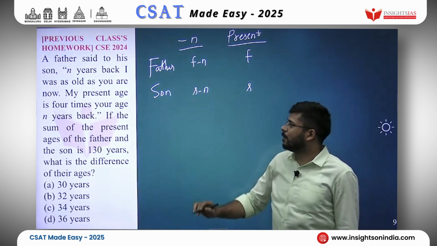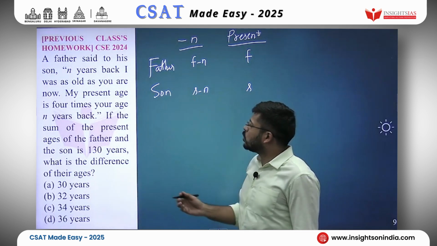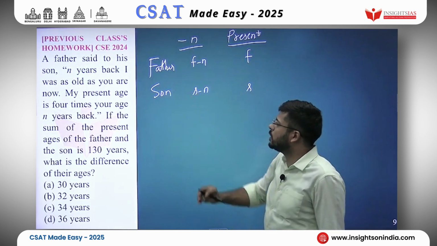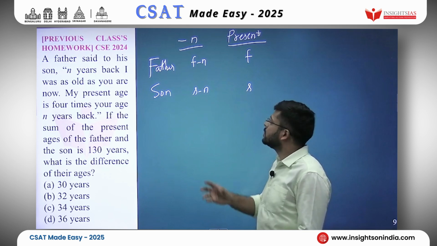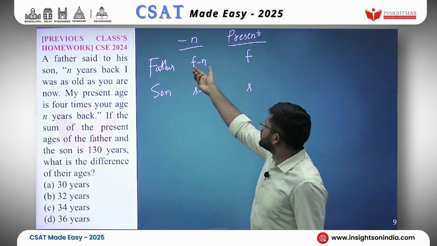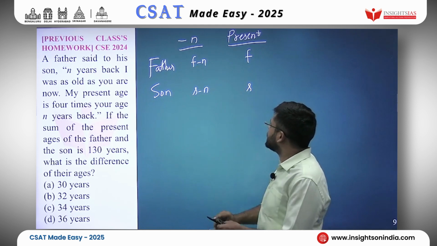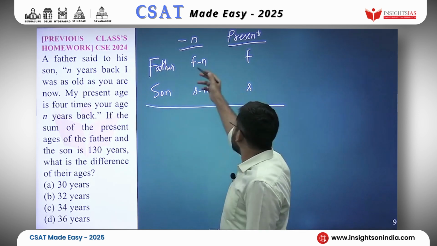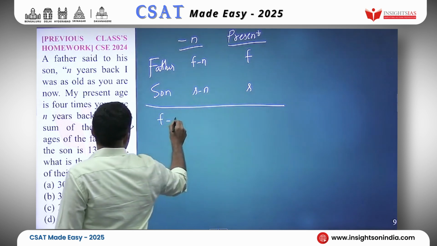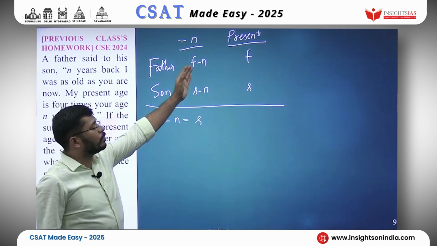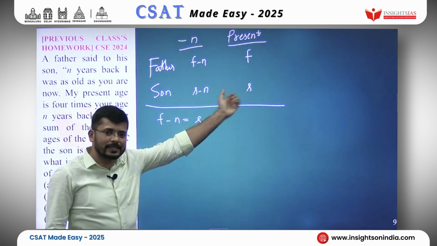Now let's read the statements. N years back, I was as old as you are now. Who is saying this? The father is saying this. He says that N years back, he was as old as the son is now. So it means that F minus n is equal to S, right? Because the father says that N years back, he was as old as the son is now.